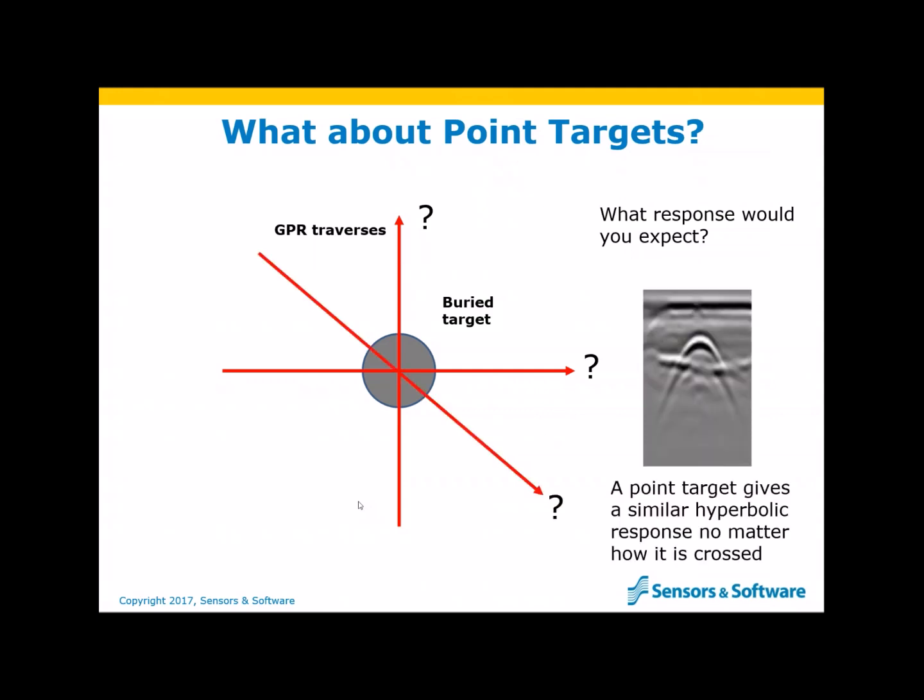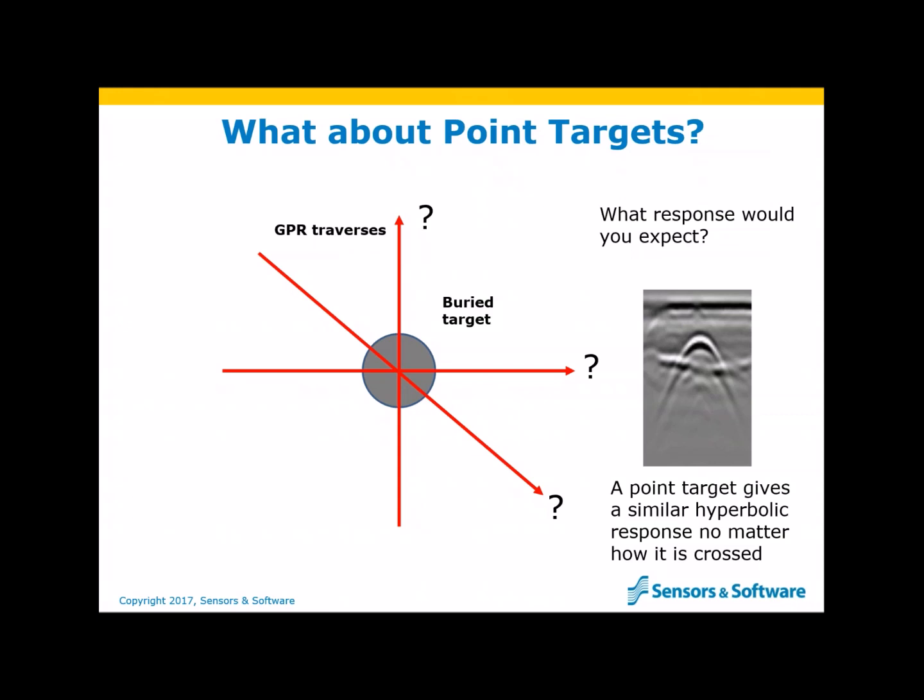In fact, what differentiates a point target from a linear target is that no matter how you cross it, you get a localized hyperbolic response. I'm sure that the utility locators out there have experienced something like this. You see a strong hyperbola, so you assume it is a linear target and run a parallel line off to one side to see if you see it again.